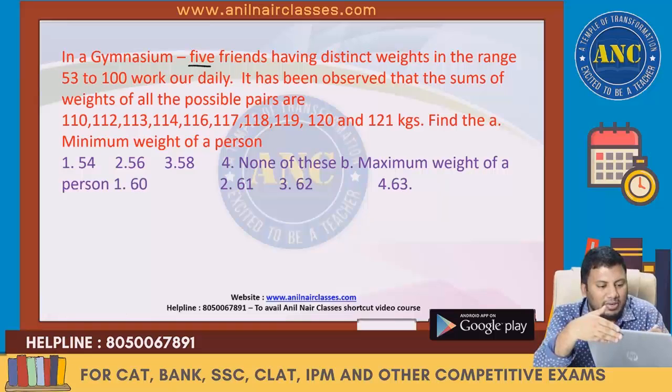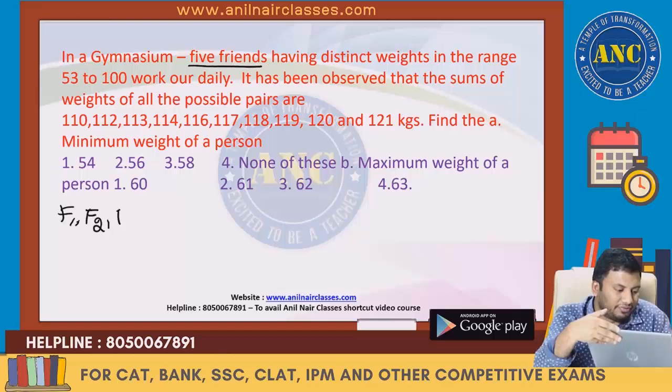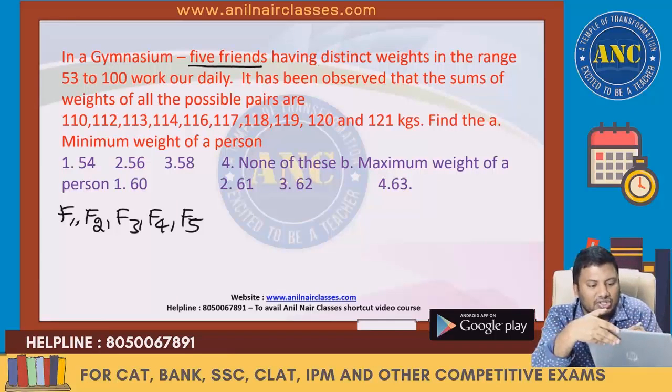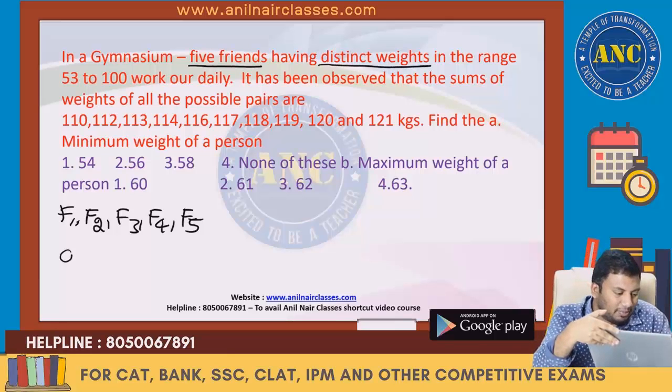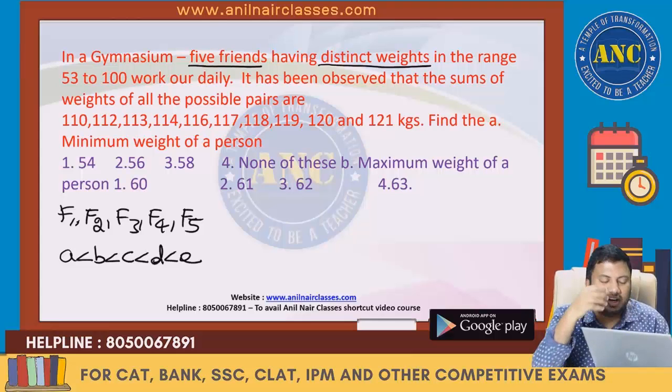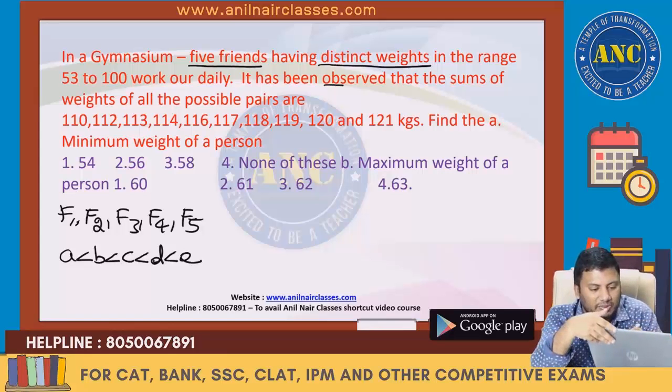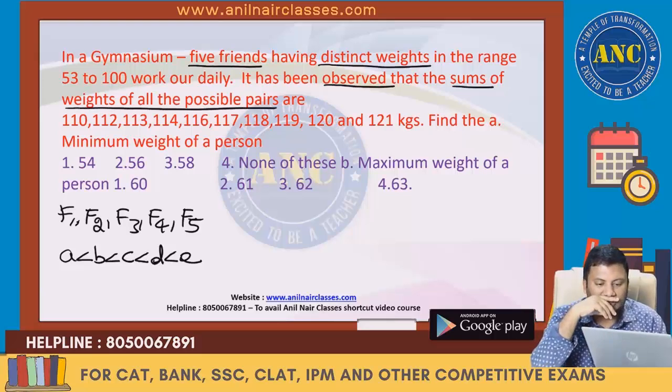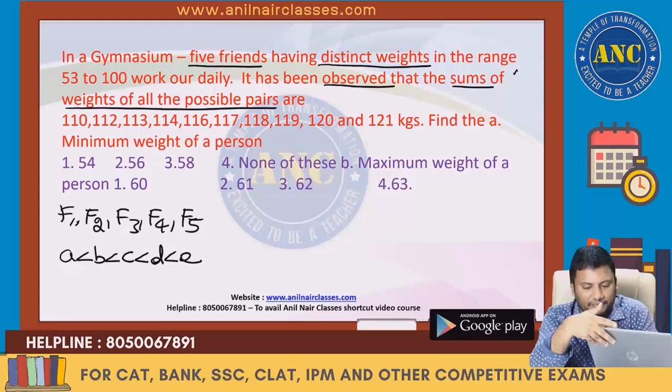In a gymnasium, 5 friends are there: F1, F2, F3, F4, F5. There are 5 friends, each having distinct weights. Because they are distinct, let me call the weights A, B, C, D and E. In the range of 53 to 100, it has been observed that the sum of the weights of all the possible pairs. So what we are doing in a gymnasium, distinct, it is the sum of the 3 weights.